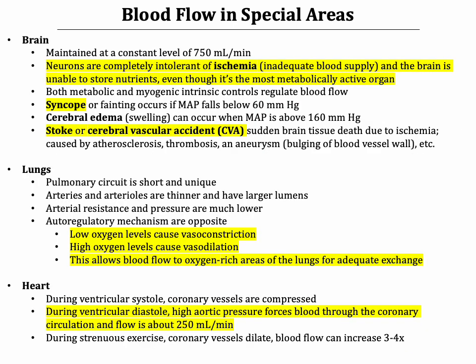For the brain, there's a constant level of blood flow to it. The brain cannot tolerate any level of ischemia, inadequate blood supply or blood flow to the brain. The brain cannot store nutrients, and it is highly metabolic. It uses a lot of energy, a lot of ATP, a lot of glucose, so it cannot tolerate any change in perfusion. Syncope refers to fainting, and this can occur if the arterial pressure falls below 60 millimeters of mercury.